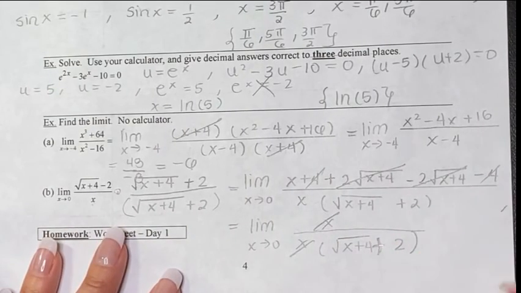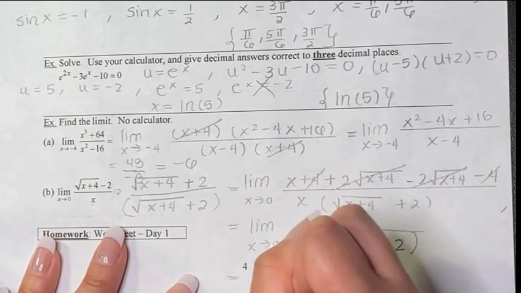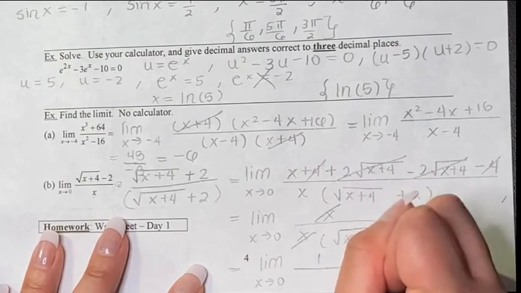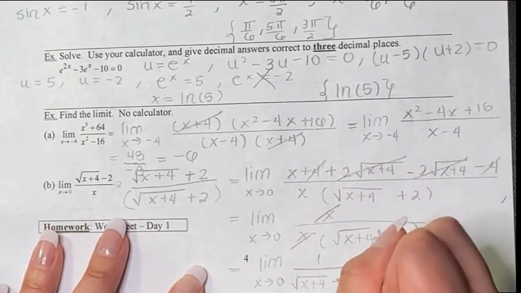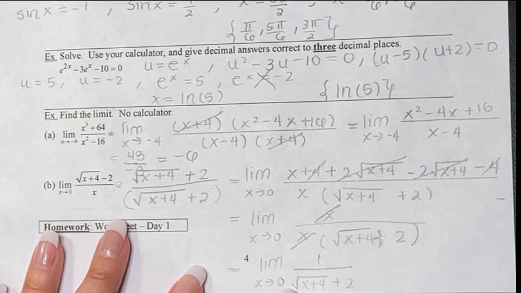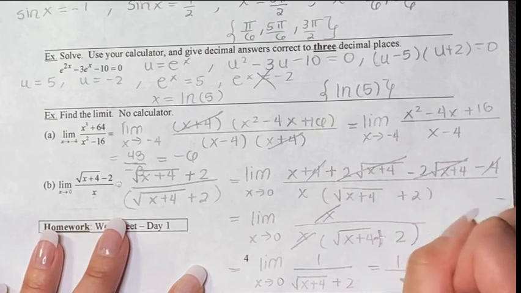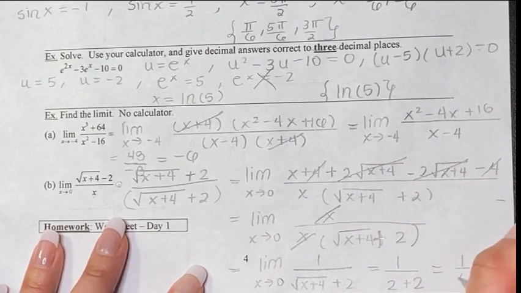So what are you going to do at this point? At this point, we have the limit when x approaches 0. And then what do you have here? You have 1 over the square root of x plus 4 plus 2. When I evaluate my equation here using 0, it's going to be the square root of 4 plus 2. So here you have technically 1 divided by 2 plus 2, which you do know is equal to 1 over 4, and that's it.